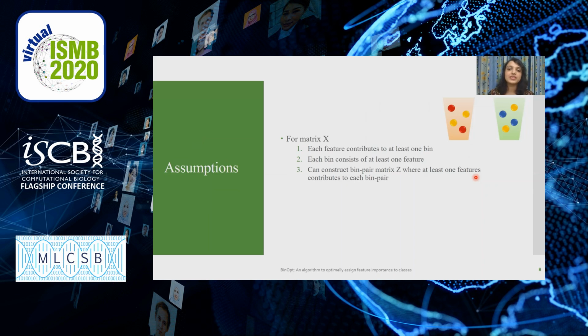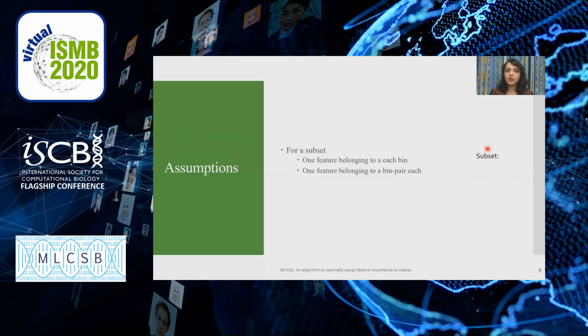Starting with the assumptions for matrix X. The first assumption is that each feature belongs to at least one bin. The second assumption states that the bin cannot be empty. And the third assumption states that you should have a feature that can differentiate between a pair of bins. With this, we come to the assumptions for the subsets. The first assumption is that the subsets are created from one feature from each bin. And the second assumption states that you should have a feature that can distinguish between the two bins.